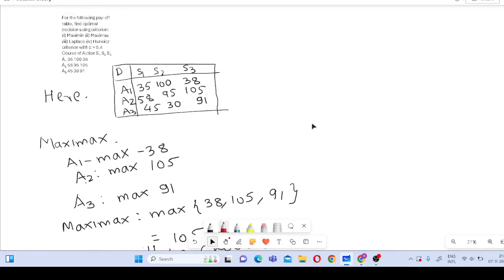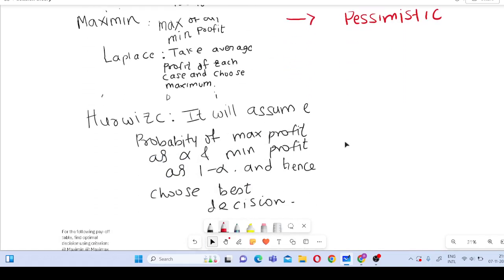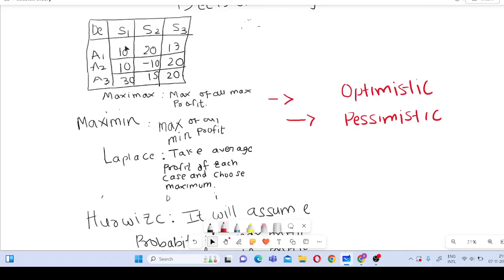Another is Maximin. What kind of decision is this? In this, the person is a little pessimistic. It means he thinks that he is not that lucky, so whatever decision he takes, he will get the minimum profit. So he looks at the minimum profit of each and every action, for action A1, action A2, and action A3. Then he considers the maximum of all the minimum profits. That is, even in the worst scenario, what is the best profit he can obtain.